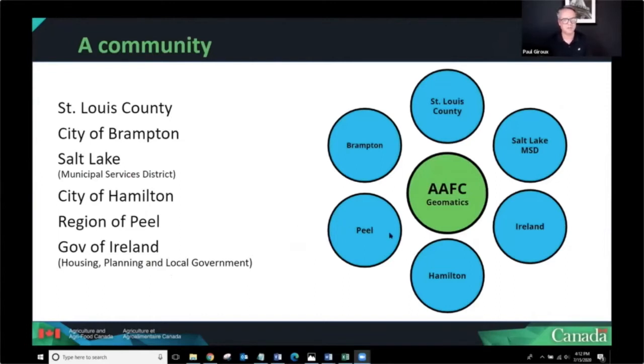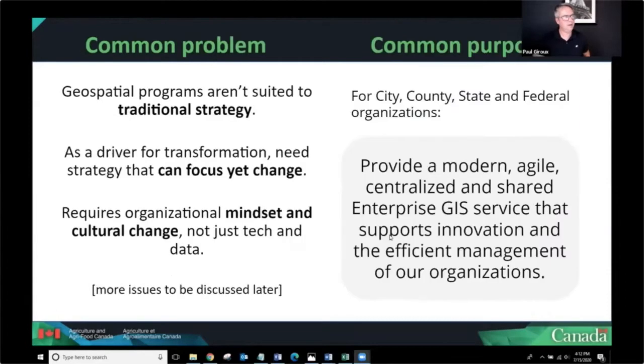Agriculture Canada. And so we're trying to tackle this common problem: geospatial programs aren't really well suited to a traditional strategy. In a lot of organizations, you have to start with a different scope and perspective. As a driver for transformation, we need strategy that can actually focus yet change. A rigid strategy just doesn't cut it in our field. Our methodologies and technologies are changing too fast, right? And so are the use cases. They're coming at us fast and furious.